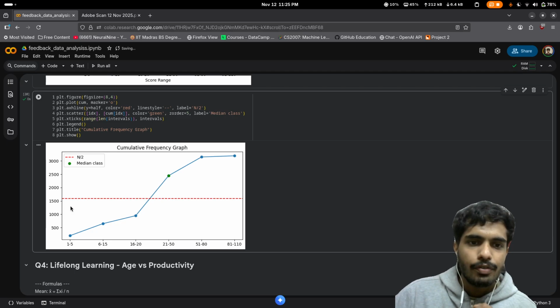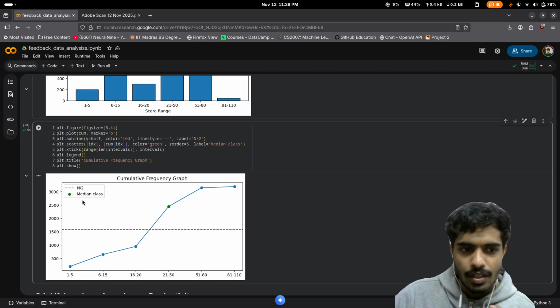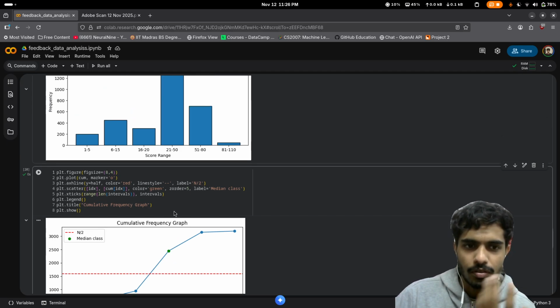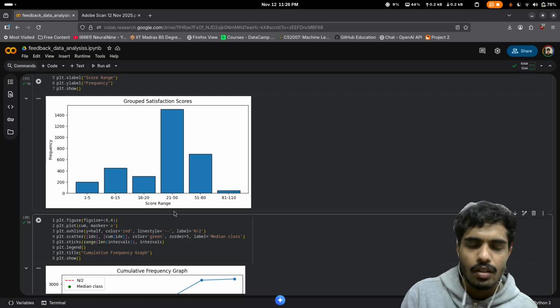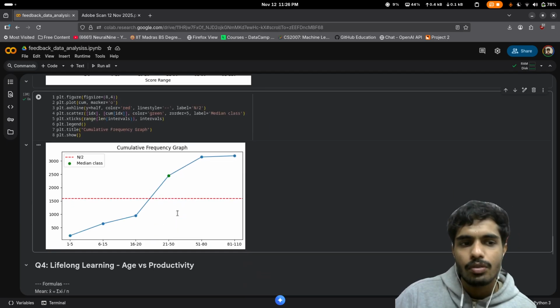With the cumulative frequency graph, we can also see that n by 2 is half of the frequency, and the median class is cutting nearly through the 21 to 50 range. So this 21 to 50 range is where most of the students' data is quite high. So this was all about question 3. Thank you.